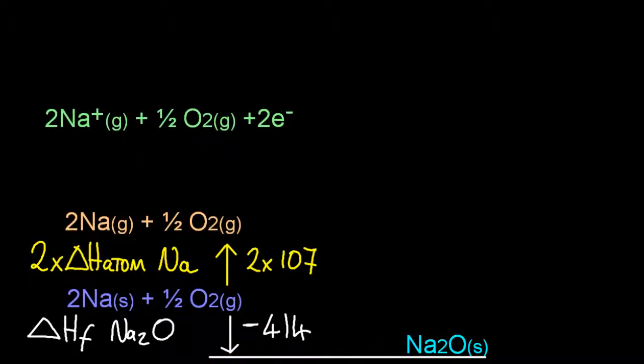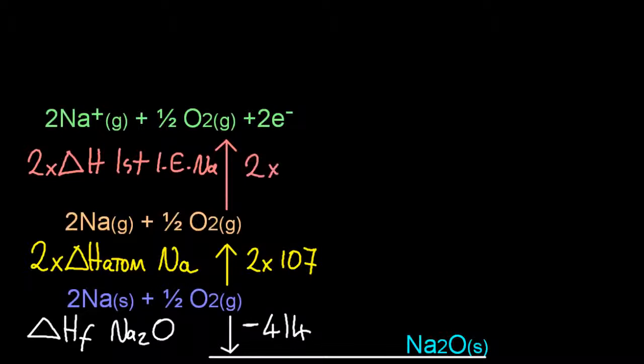Next up, I'm going to rip an electron off of the sodiums. Don't forget to retain those electrons with the plus 2 electrons or you'll lose a point. That isn't the first ionization energy of sodium. That's twice the first ionization energy of sodium because I'm making 2 moles of sodium ions, gaseous, from the gaseous atoms.